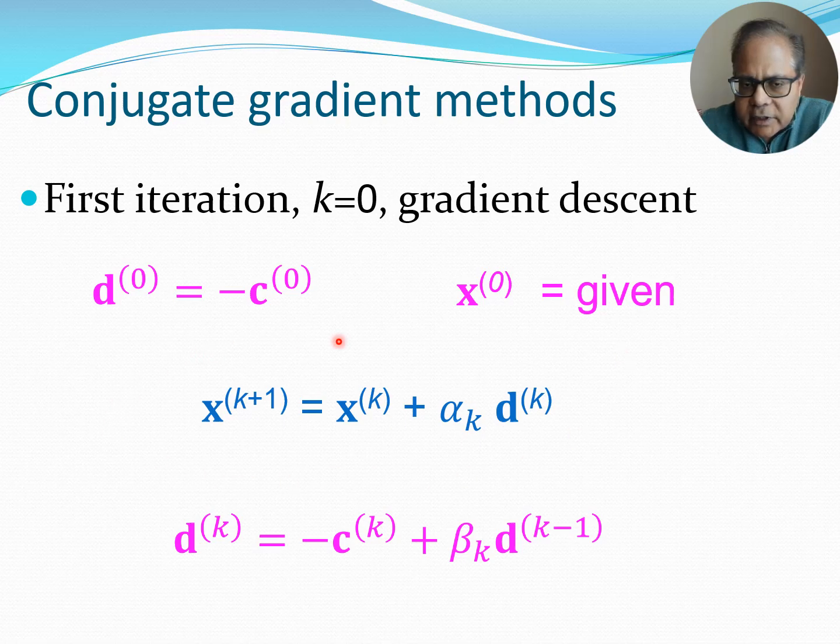Then you move in the design space using this formula here. Xk plus 1 is xk plus alpha k dk. And each time you can then calculate dk using this formula, because once k is 0 has been calculated, the remaining time you have access to the previous design vector and so on.